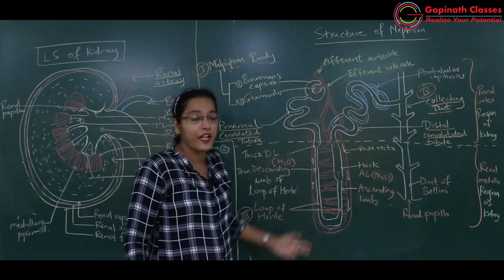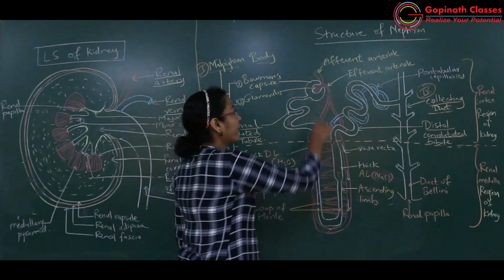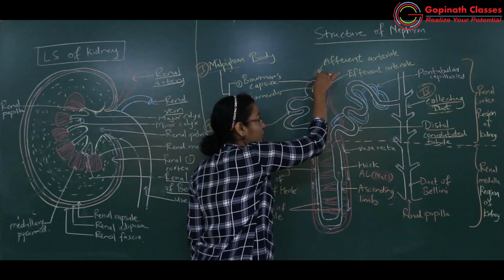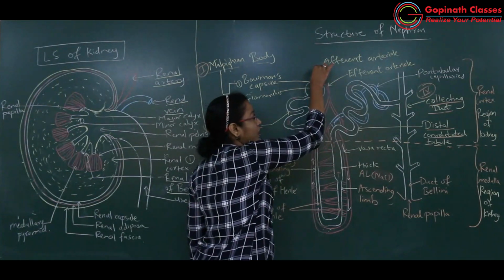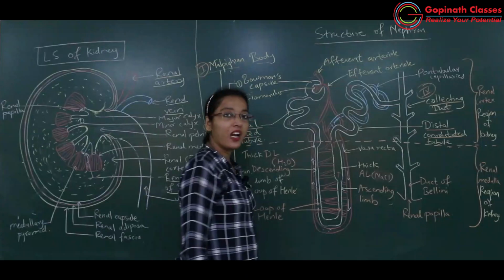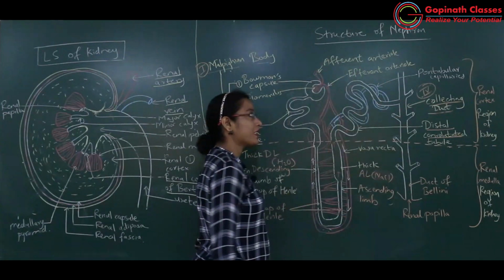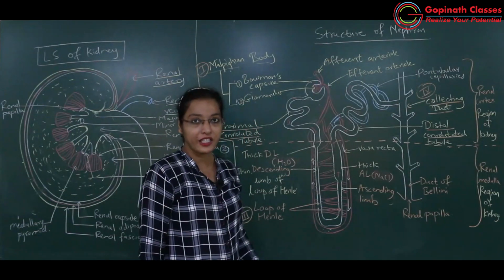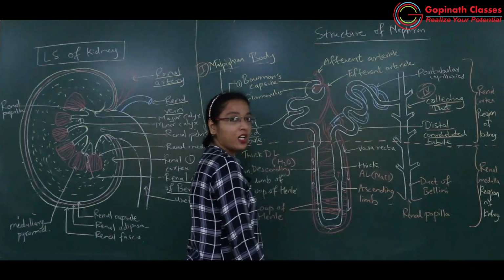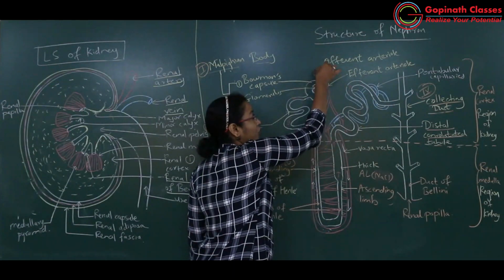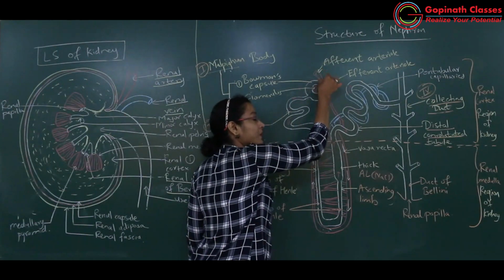Which has the larger diameter? The afferent, as compared to the efferent arteriole. So the afferent arteriole has a larger diameter, so more blood will go through it. Got it? So the blood pressure in the afferent arteriole is a little lower as compared to the blood pressure in the efferent arteriole. Why will blood pressure increase in the efferent arteriole? Because the blood pressure in the afferent is lower, and the volume of blood entering is more.